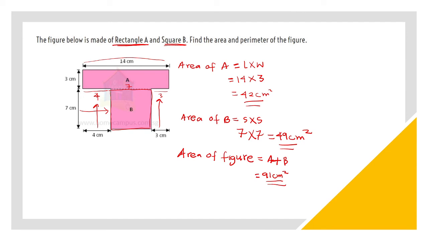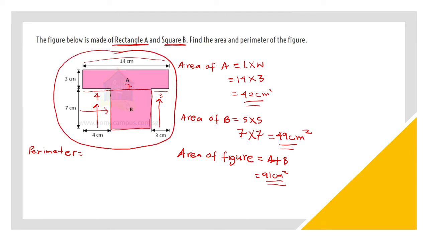All right, the question also tells us to find the perimeter of the figure. We have to find the perimeter of this diagram. So the perimeter of the figure, to find the perimeter we actually add all the sides, right? To find the perimeter of this whole diagram, what do you do? You add all the sides.